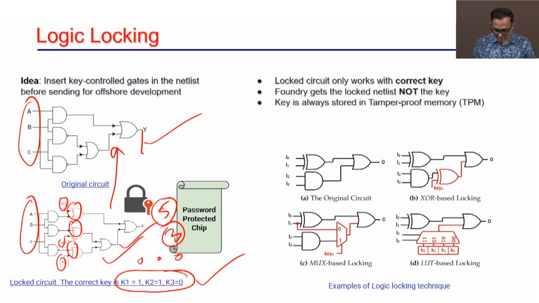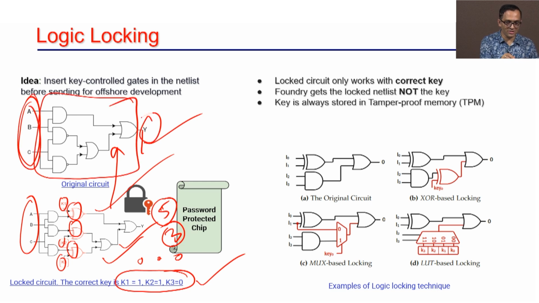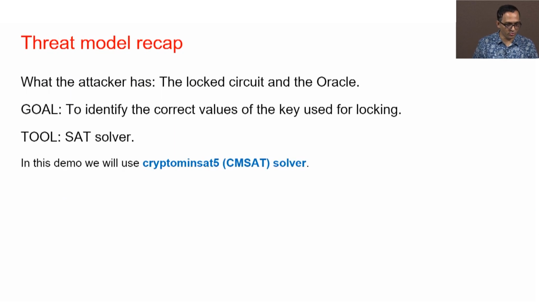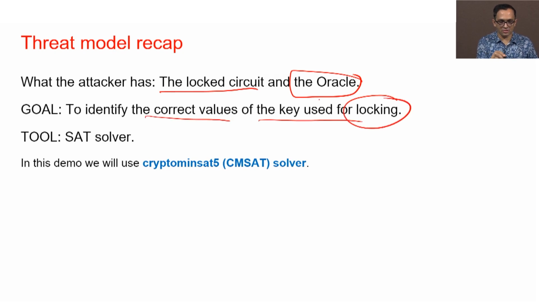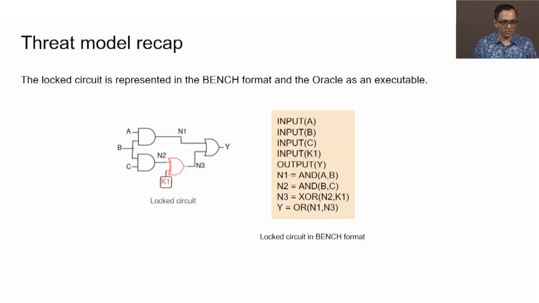So, our objective is, if somebody has given this locked circuit and an oracle where I can give an input and check what is the correct output, how can I get the key values? That was the attack problem that I am doing. So, I have the locked circuit and an oracle, which is basically a functional IP, a black box, like an IP that you can purchase from the market, where you give the input and you get the output. Your objective is to identify the correct value of the key used in this circuit, and we will use a SAT solver, specifically the CryptoMiniSat solver in this demo.